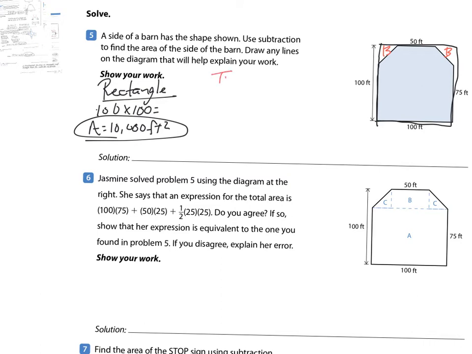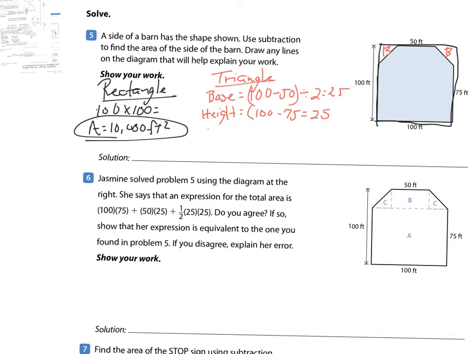So the triangles, I've got to find the area of one triangle and then multiply it by 2 because there are 2. To find the base of that triangle, I'm going to take 100 and subtract 50 and then divide that value by 2, which gives me a base equal to 25. And the height, studying the diagram, is represented by just taking 100 and subtracting 75, which also equals 25.